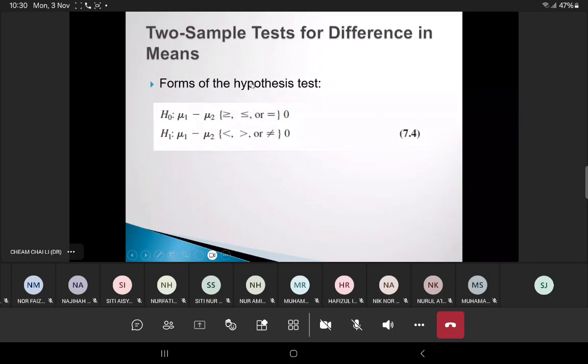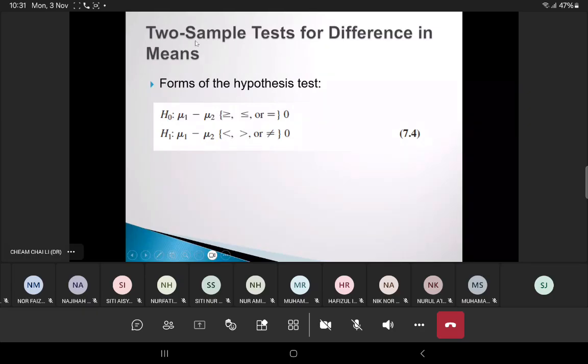Okay. In the null hypothesis, you need to put the equal sign. Yeah, so kena ada equal sign. So the equal sign can be either greater than or equal to, less than or equal to, or equal to 0. And in the alternative hypothesis, it cannot have the equal sign. Yeah, tak boleh ada equal sign. That's why you see in the alternative hypothesis, you can either have less than, greater than, not equal to 0, right? So you need dia punya syarat.